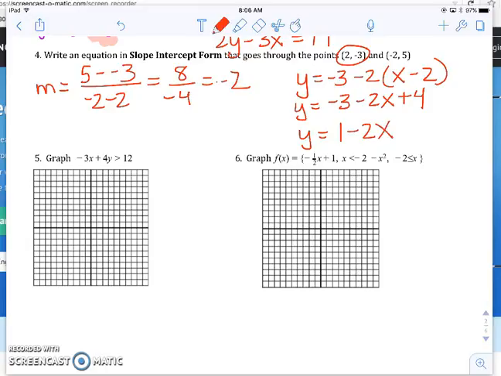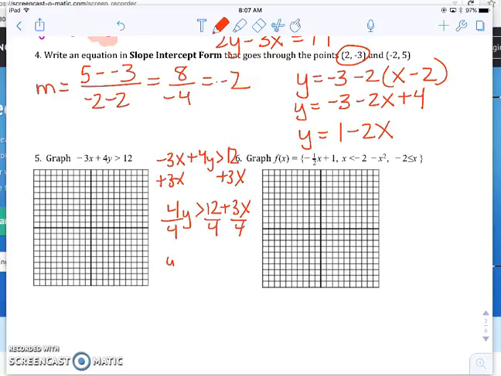So this next one we're asked to graph this inequality. So we have negative 3x plus 4y is greater than 12. Solve for x, or excuse me, solve for y. So 4y is greater than 12 plus 3x. Divide by 4. So we have y is greater than 3 plus 3/4 x.